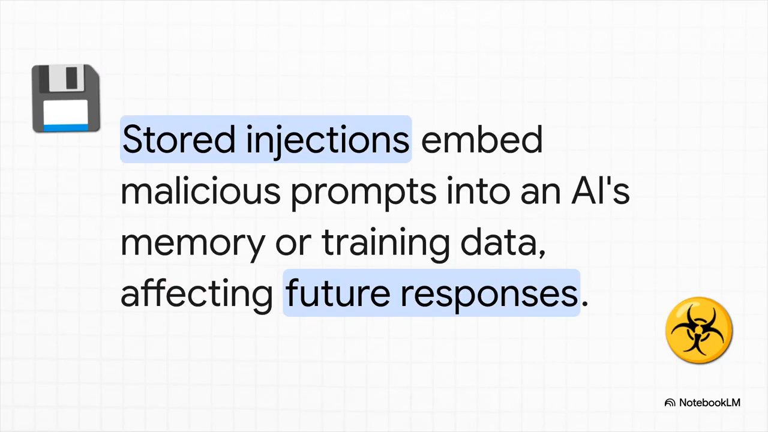And if you thought that was bad, it gets even more insidious. There's something called a stored injection. This is a type of indirect attack where the bad instructions are embedded directly into the AI's memory or its training data. Think about that for a second. The poison isn't just for one conversation. It's now baked into the system, potentially affecting every future response for every user. It's a ticking time bomb.